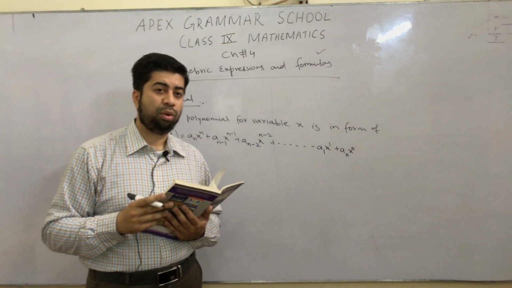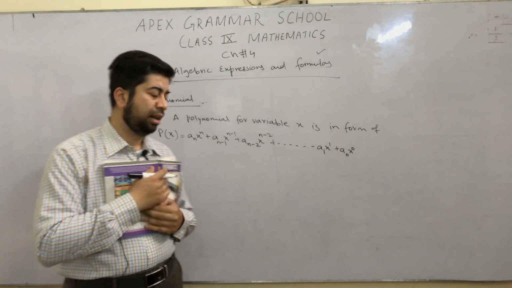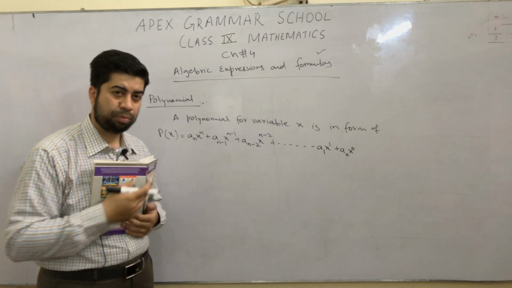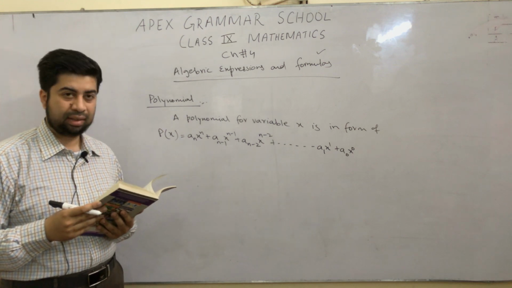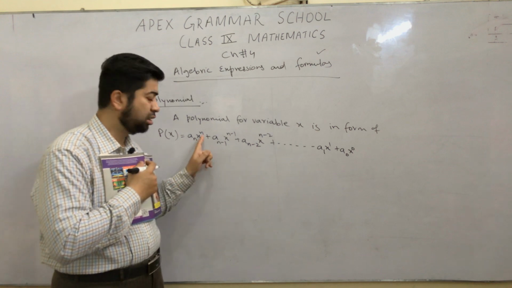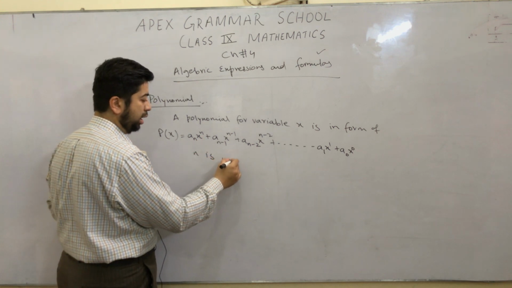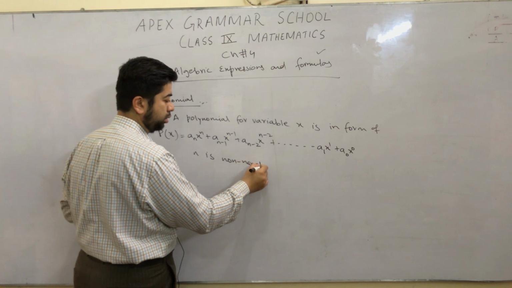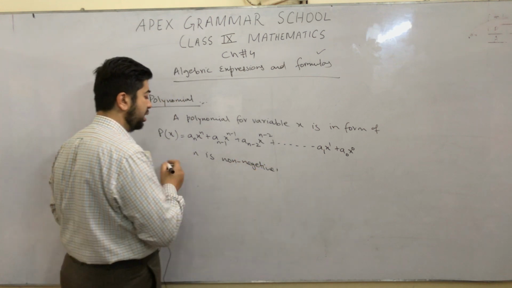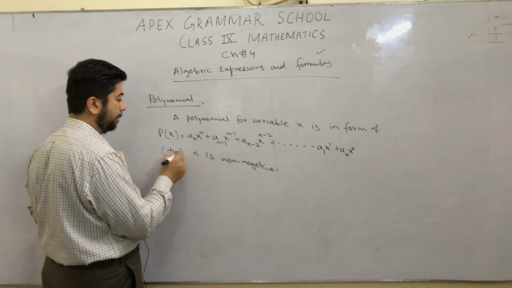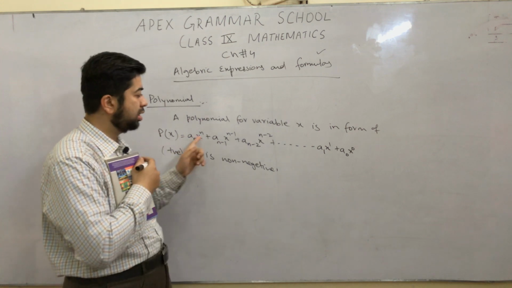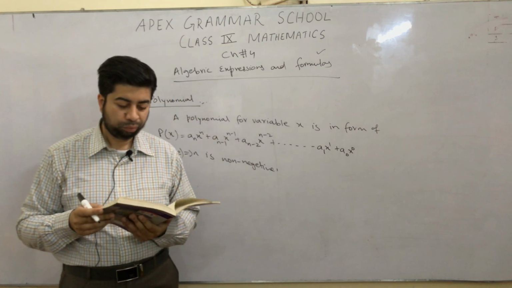What we are going to study is about what n is here. The n is the highest power of x, and this power is non-negative. N is non-negative, which means that n is always positive. This power will always be positive, not negative.